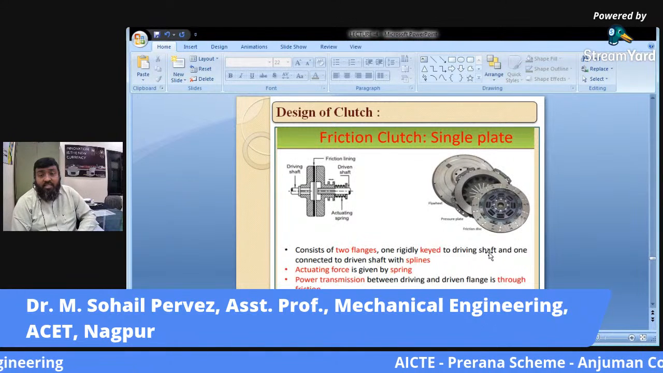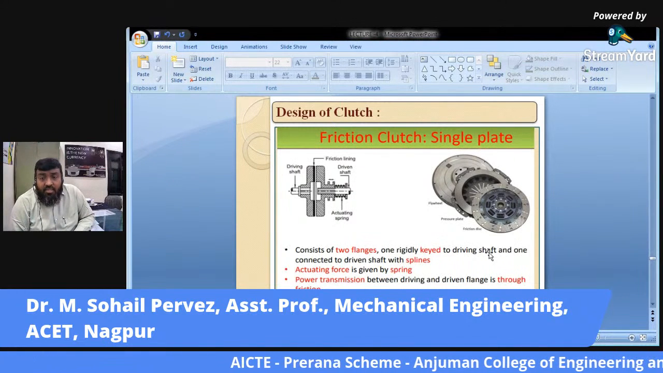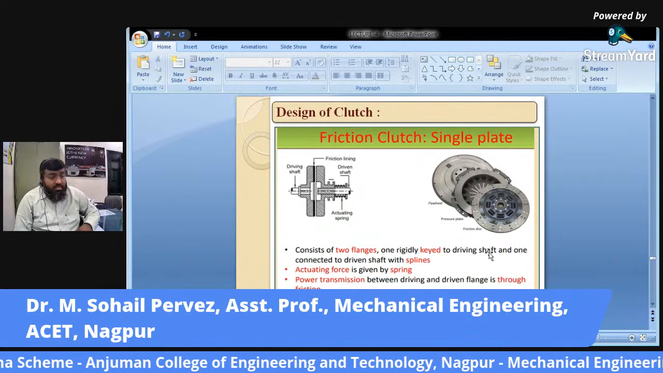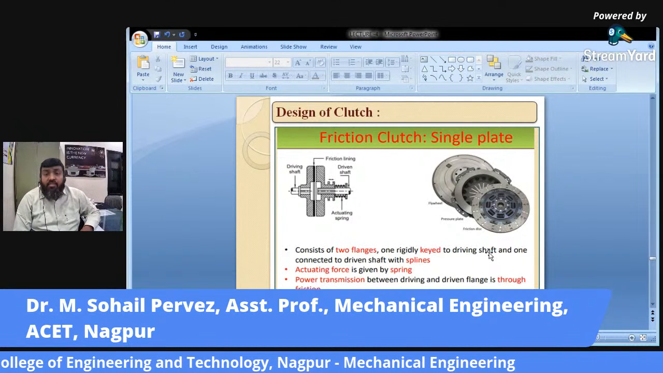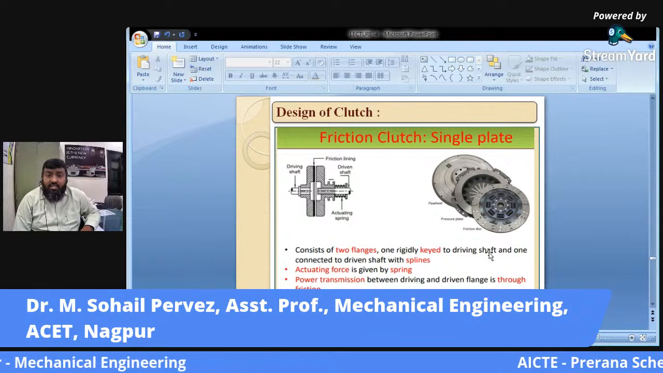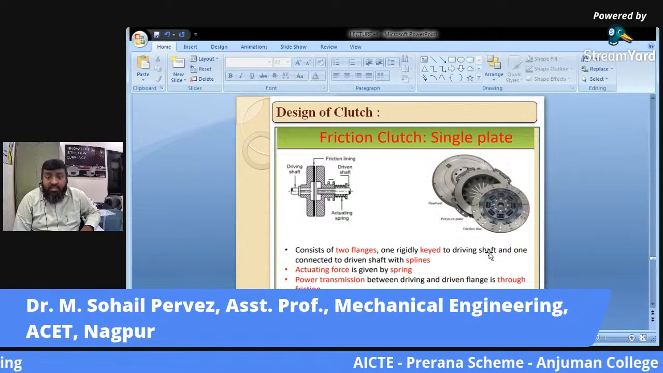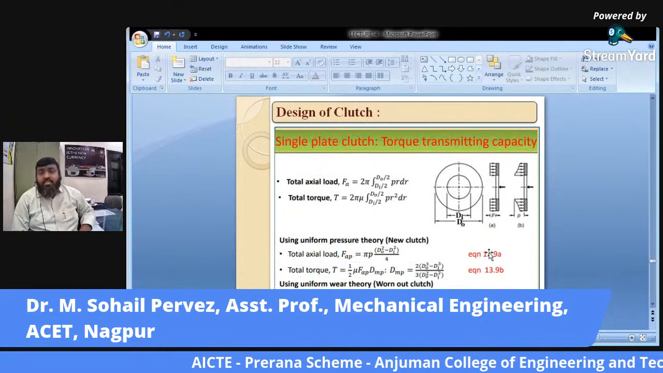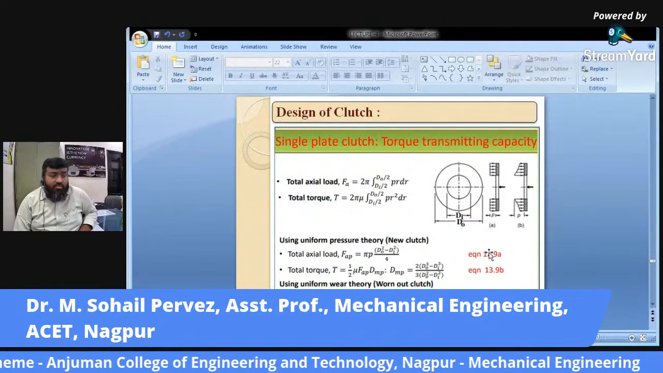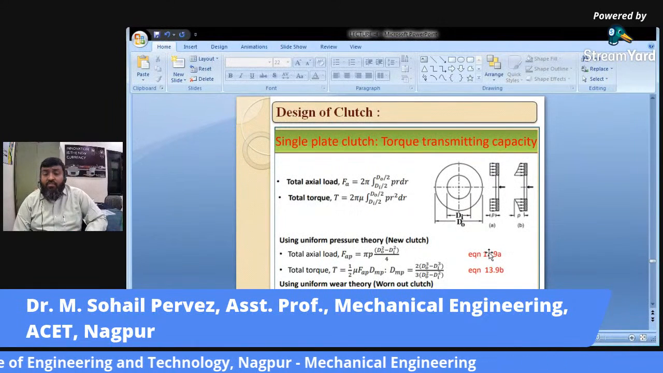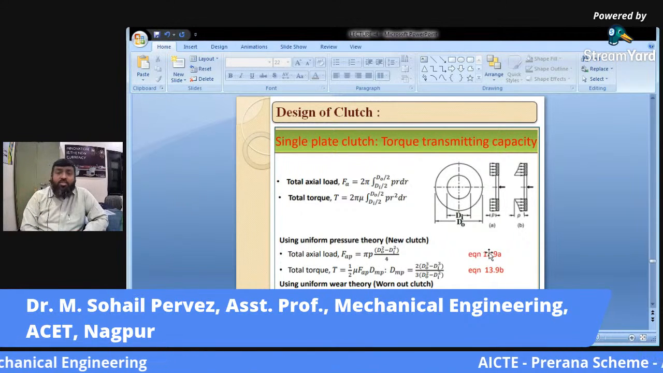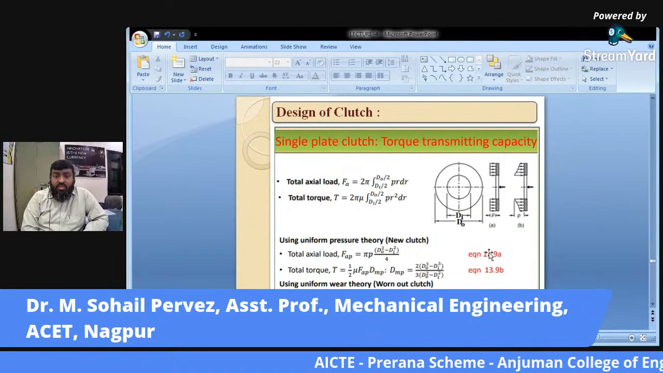So this is the basic diagram of a friction clutch. Single plate, to be more precise, single plate friction clutch. Because when we say single plate clutch, these are the basic entities, the driving shaft and the driven shaft, having some friction linings in between. These are the basic parameters of a design wherein we use uniform pressure theory and uniform wear theory. These two theories are used in the design of brakes and also in the design of clutches.